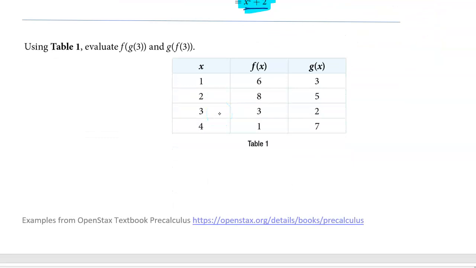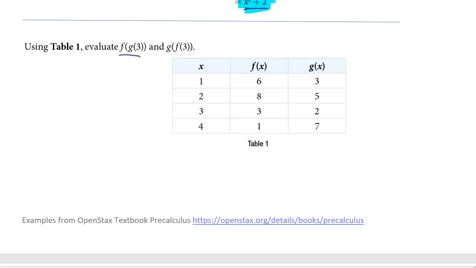Here's an example where they're giving you a table. In the table we have an f function and a g function. And just to help you understand the table, if your f function has an input of 1, then it has an output of 6. That's what that means. And let's say if your g function has an input of 3, it has an output of 2. That is just helping you to understand what information this table is giving you.